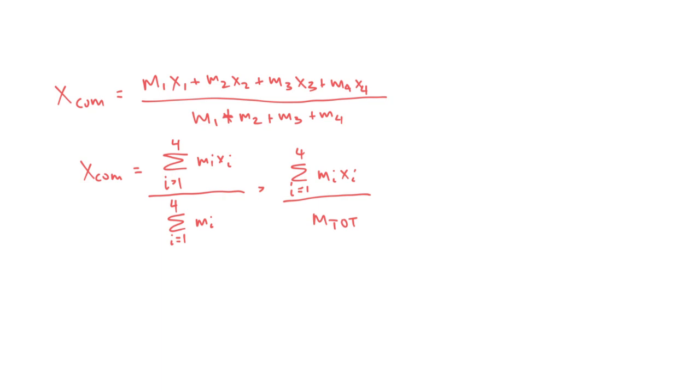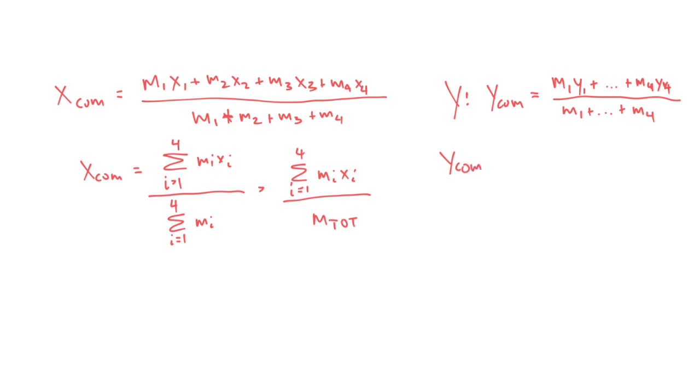And we can do the same thing in terms of Y. So in the Y direction, we have Y center of mass is equal to M1 Y1 plus ... M4 Y4, and that's over M1 plus ... M4. And similarly, we can write this in summation format.